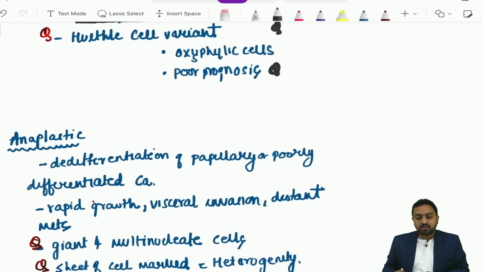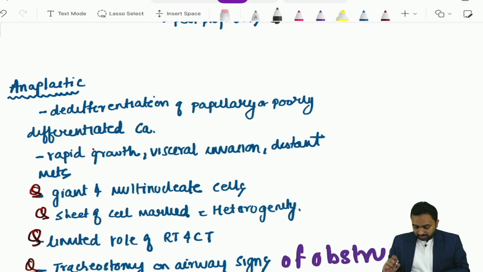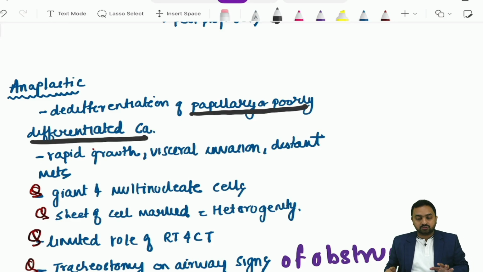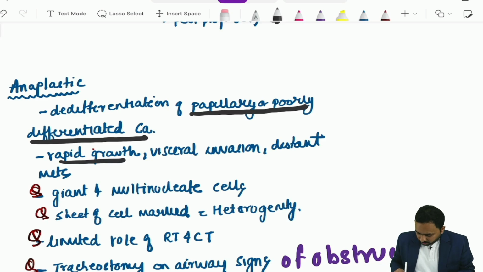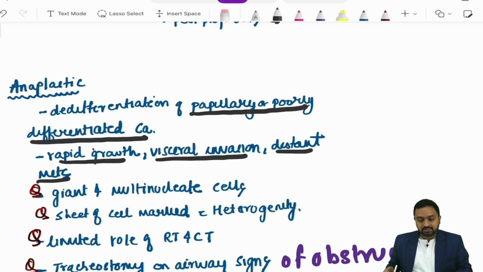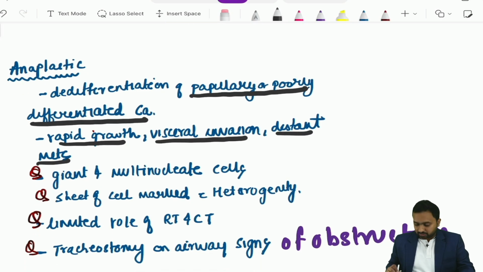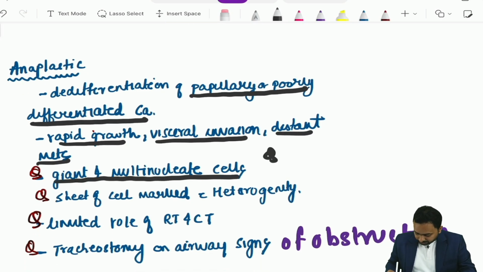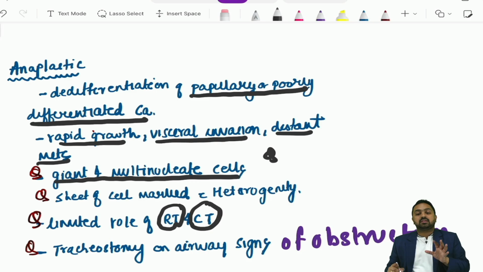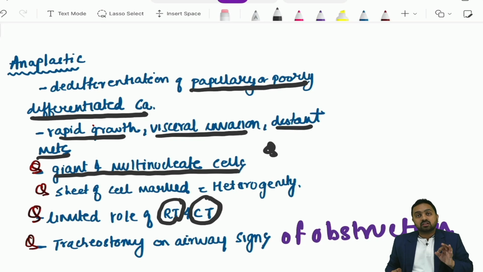Then we have anaplastic thyroid carcinoma. So there is a dedifferentiation of papillary or poorly differentiated carcinoma. They have rapid growth, visceral invasion and distant metastasis. On HPE you will be able to find giant and multinucleate cells. Now there are sheets of cells with marked heterogeneity. There is a limited role of radiotherapy and chemotherapy in anaplastic thyroid carcinoma. Usually you would need a tracheostomy if your patient presents with signs of airway obstruction, in order to relieve the obstruction immediately.